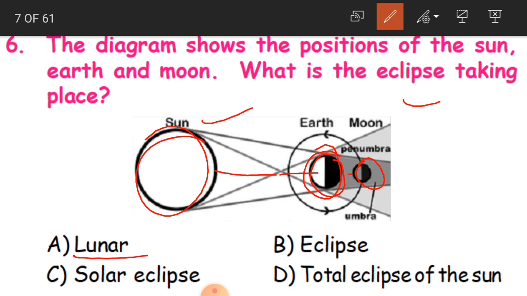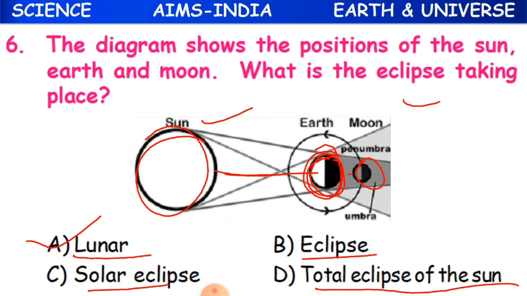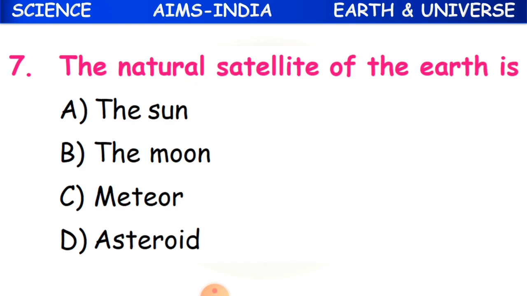Then is it a lunar eclipse, or solar eclipse or total eclipse of the sun? And this is lunar eclipse. This is lunar eclipse where the earth here is blocking the sunlight on the moon. That is why this is lunar eclipse. Clear, children?